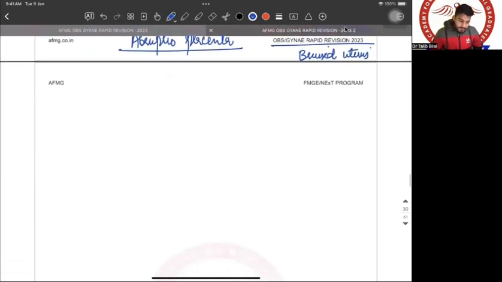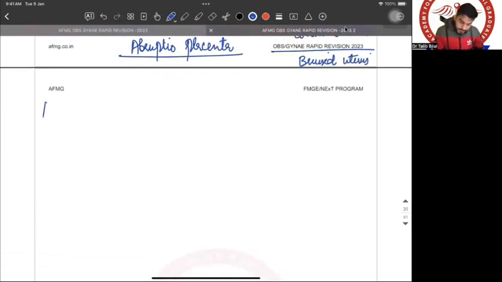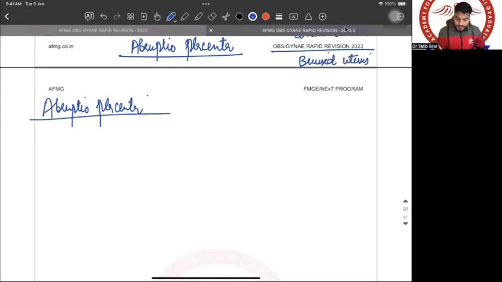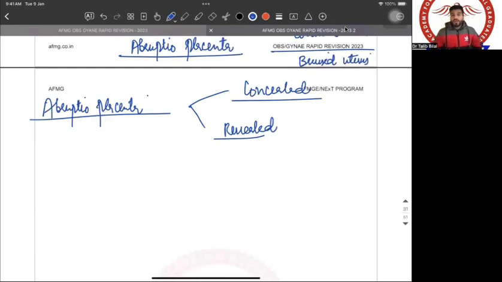Okay, so let me discuss the management of abruptio placentae here, guys. Abruptio placentae. We have 2 types, guys, concealed and revealed. But in OB-GYN, most important, very important is management always. So remember, guys, if you have an abruptio placentae at term or preterm.